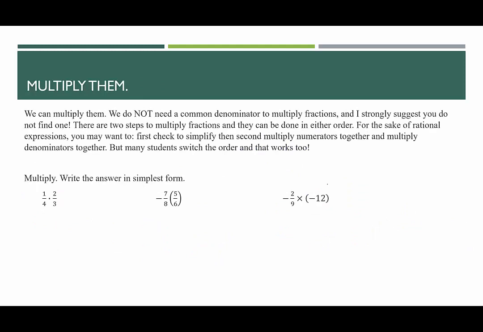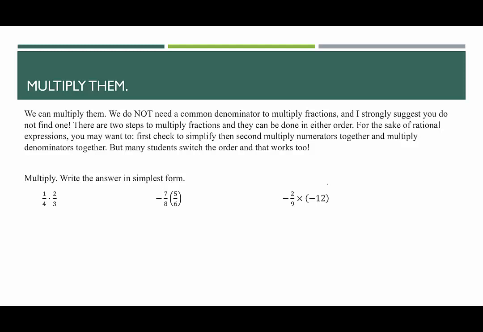Unlike addition and subtraction, for multiplication, we do not need a common denominator, and I don't recommend finding one because that always leads to mistakes. Don't make a mistake, no common denominator for multiplying. There are 2 steps to multiply fractions, and they can be done in either order or both. For the sake of rational expressions, you may want to first check to simplify, then multiply the numerators together, then multiply the denominators together. But many students switch the order, and that's totally fine, no problem.